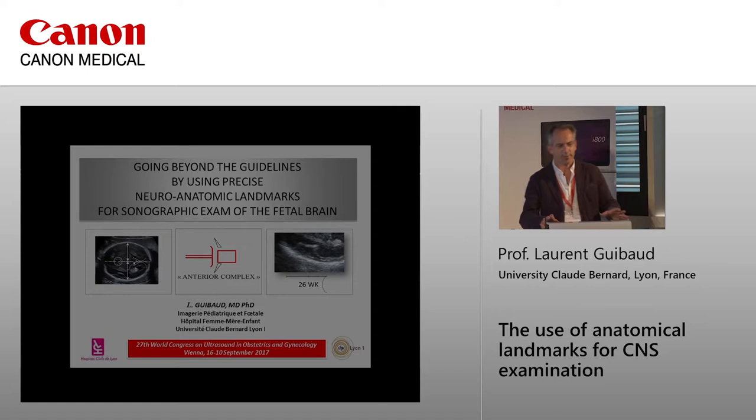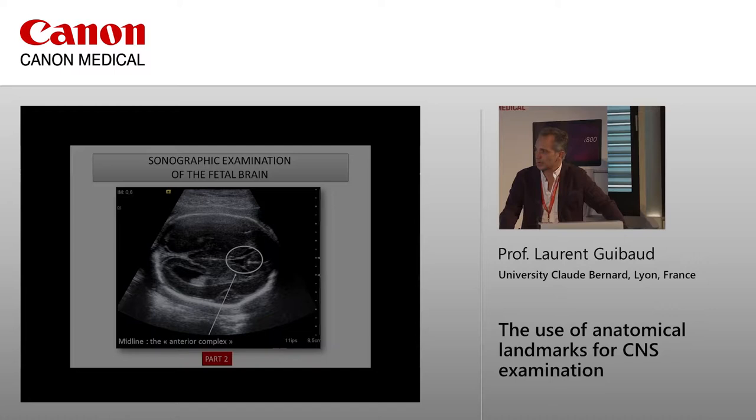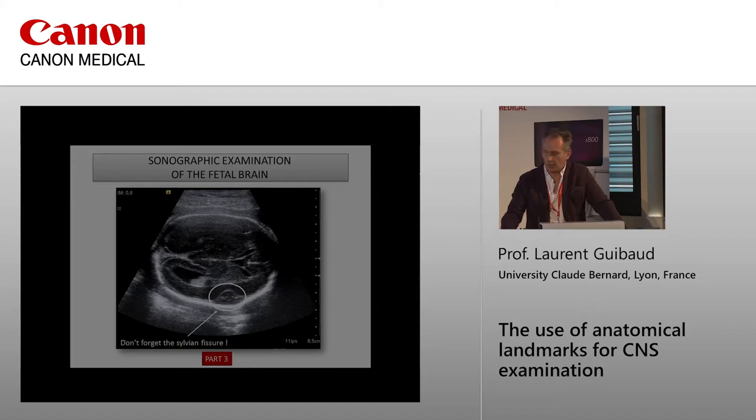So for sure, we'll speak about the ventricle and how to measure the ventricle. We'll go to the midline and see the cavum septum pellucidi. But more than that, you'll see the anterior complex. And we'll finish with the ciliated fissure before a short live scan.